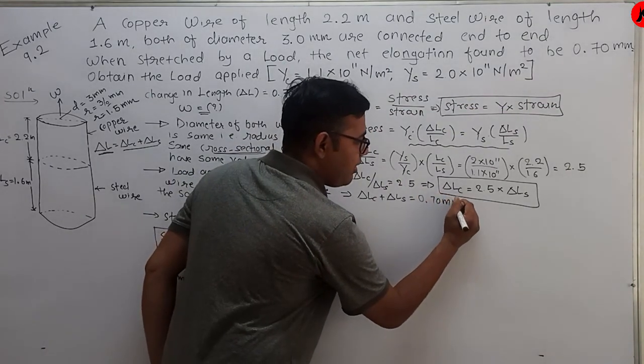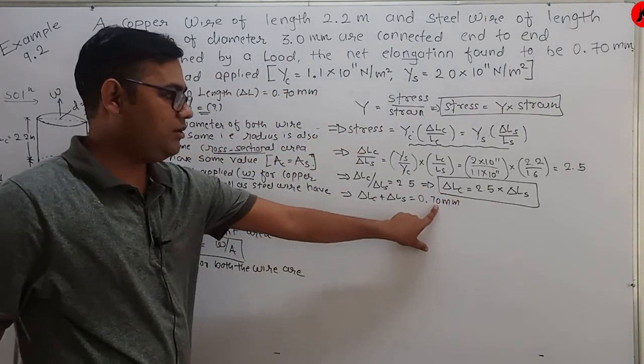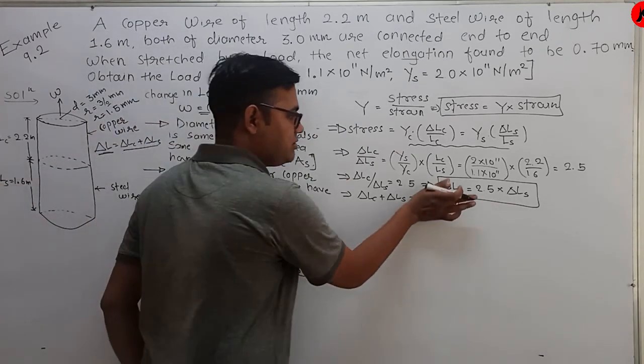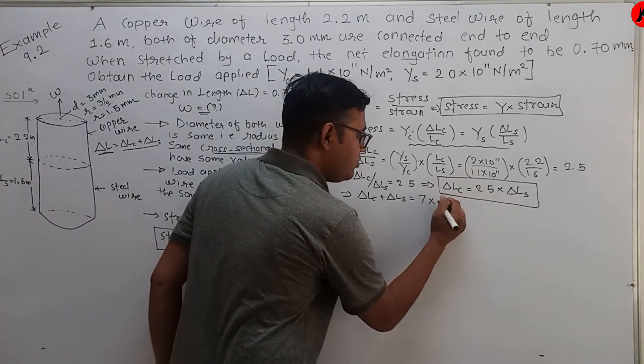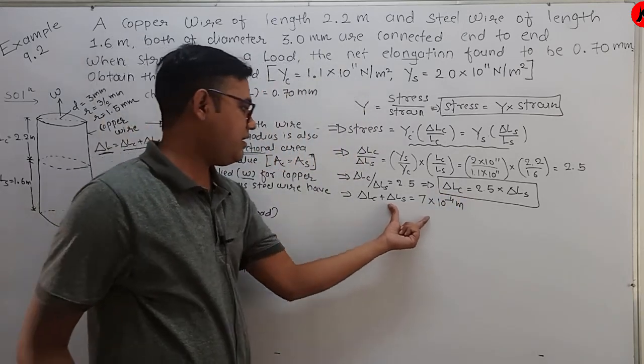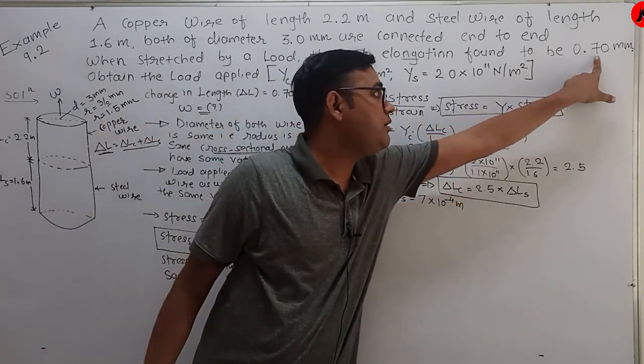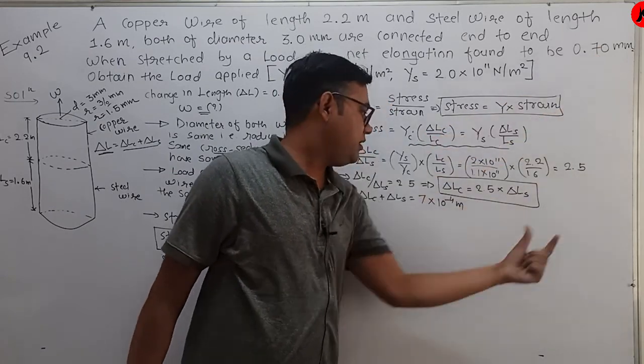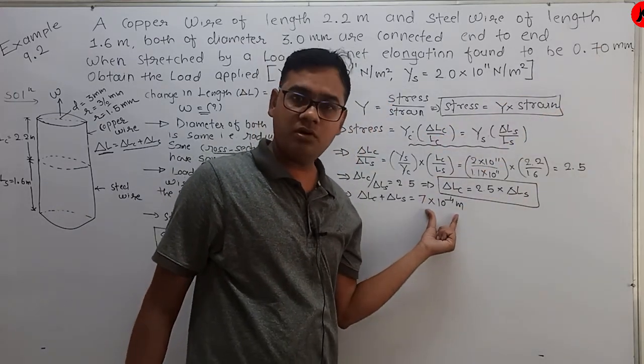If I convert 0.70 mm into meters, then it becomes 7 into 10 raised to minus 4 meter. Delta LC plus delta LS is given as 0.70 mm, but if I convert into meters, then it becomes 7 into 10 raised to minus 4 meter.